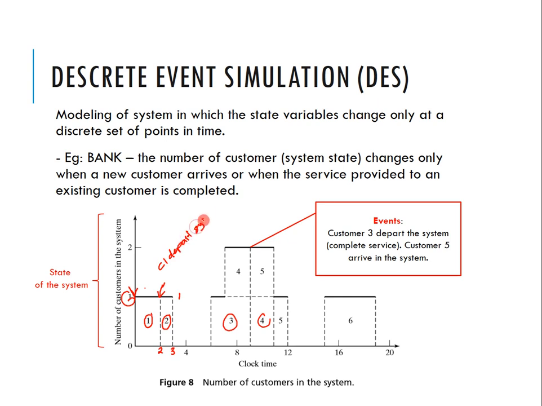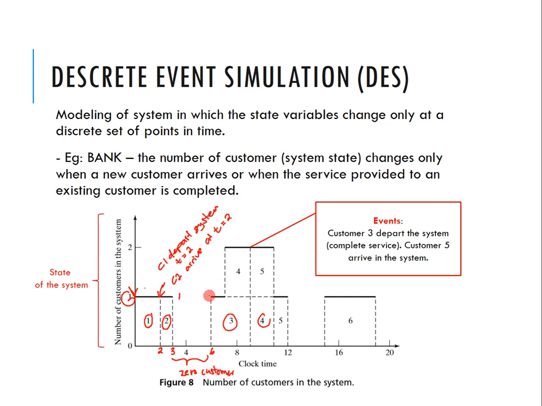Remain 1 here. So that means customer 1 actually departs the system here. Customer 1 departs the system at time 2, and customer 2 arrives at time 2, and then customer 2 departs the system at time 3. Okay, time 3, because now the system has 0 customers. From 3 to 6, there are 0 customers.